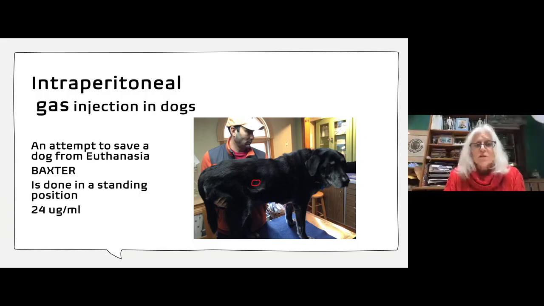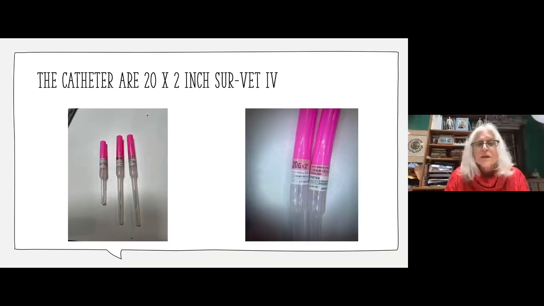This picture is Baxter, who had a liver cancer and was told to be euthanized at 14. He couldn't stand or walk. I had gone to a lecture to watch Adriana do the IP ozone, and he came in with liver values of over 5,000. I said, let's try ozonated gas in the abdomen, because we did ozone, we did UVBI, we did all the other things, but let's see if we can reduce that liver value. So we started out at 24 micrograms.